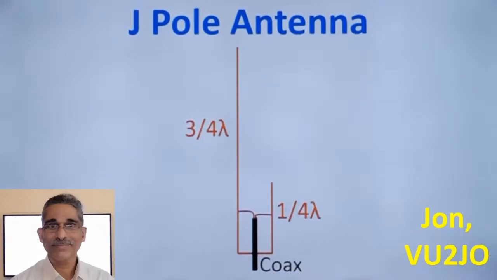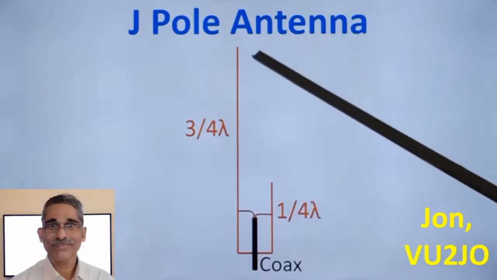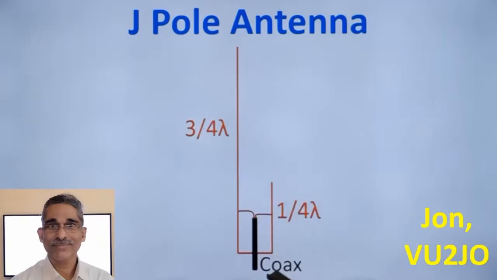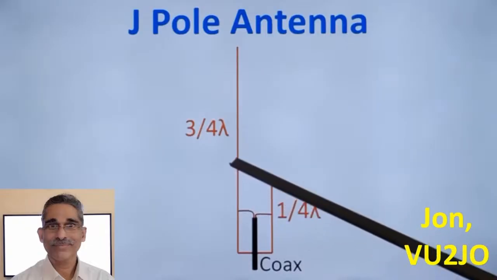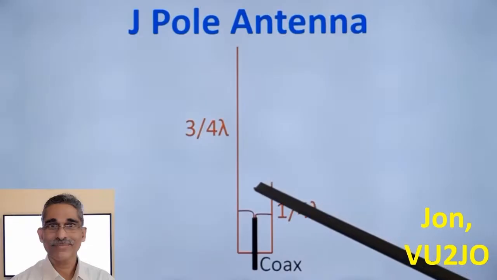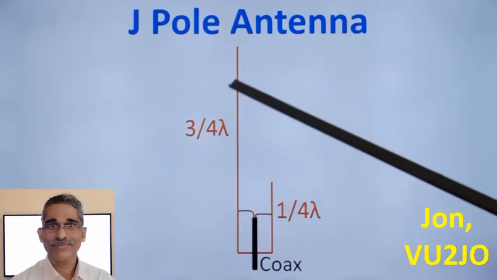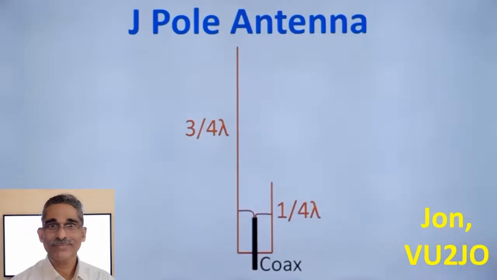J-pole antenna is quite popular among radio amateurs for 2 meter and 70 centimeter bands, that is the VHF and UHF bands. It consists of two segments, one 3/4 wavelength segment and a matching stub, which is a parallel shorted matching stub of quarter wavelength. The portion above that, corresponding to the portion beyond the quarter wave, will be a half wave. This is a half wave, and another quarter wave is attached here.